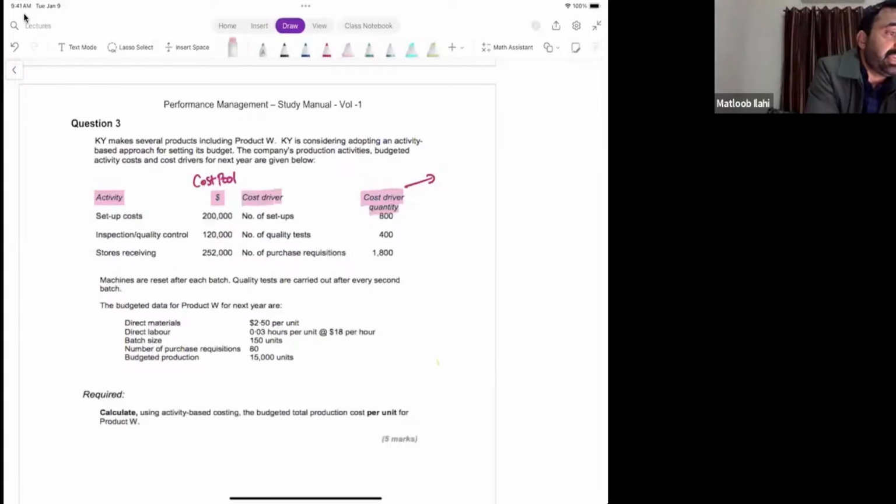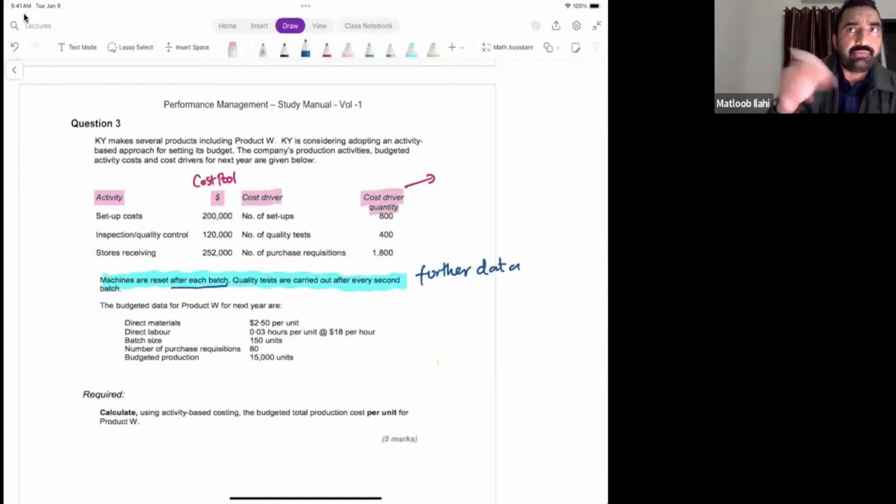So this is further data. Machines are reset after each batch, so every batch, one reset or setup is required. And quality tests are carried out after every second batch, meaning after every two batches, one quality test is performed.